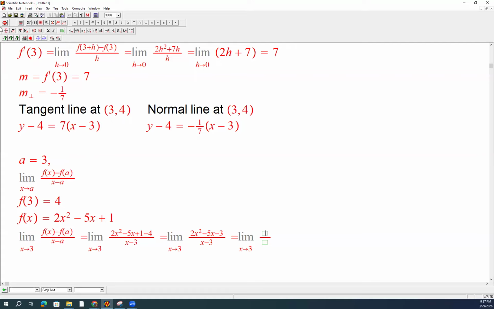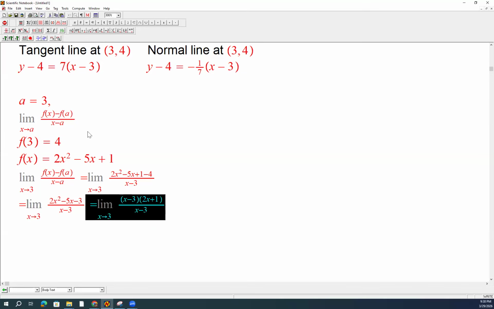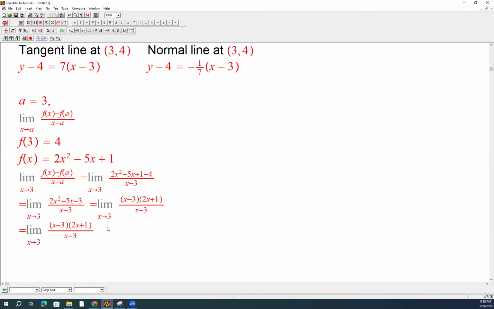is this: x minus 3 on the top multiplied by 2x plus 1. And the denominator is x minus 3. X minus 3 and x minus 3 will be reduced. So now we're reducing x minus 3, which equals just 2x plus 1.